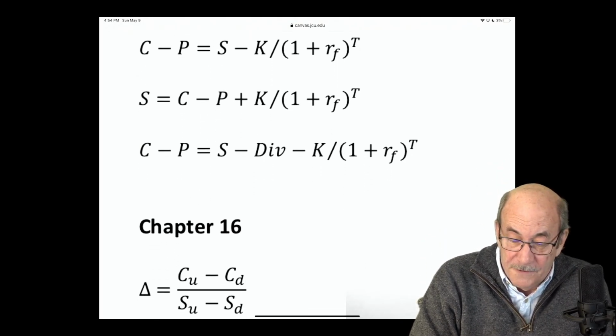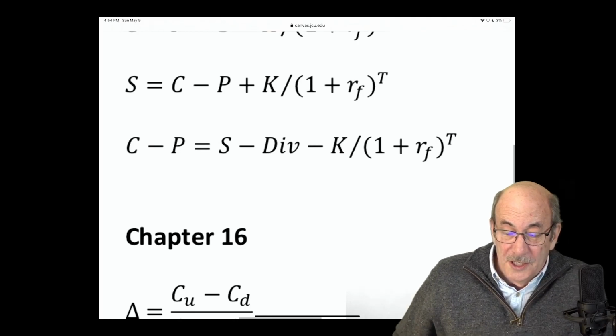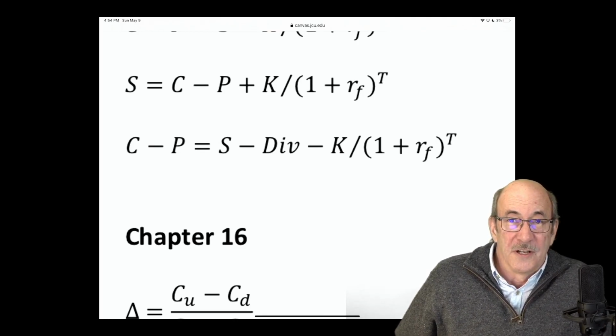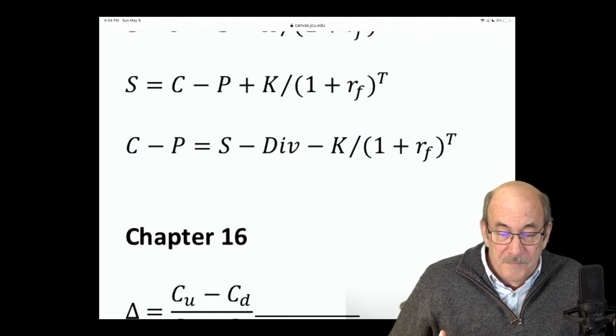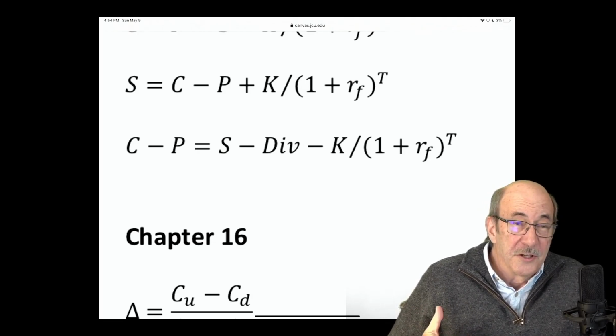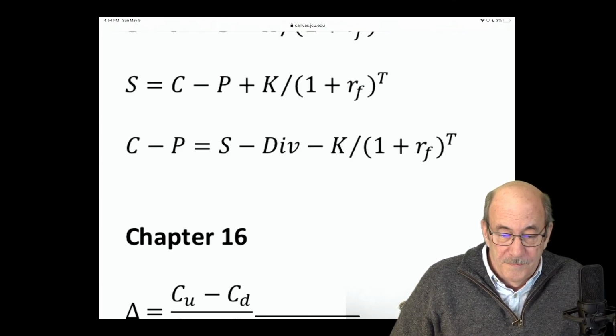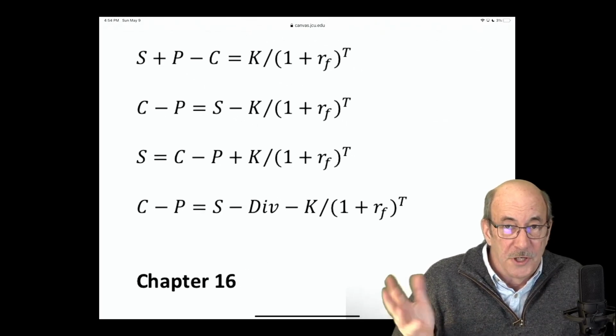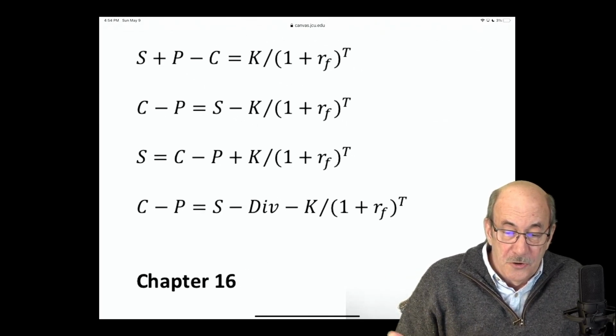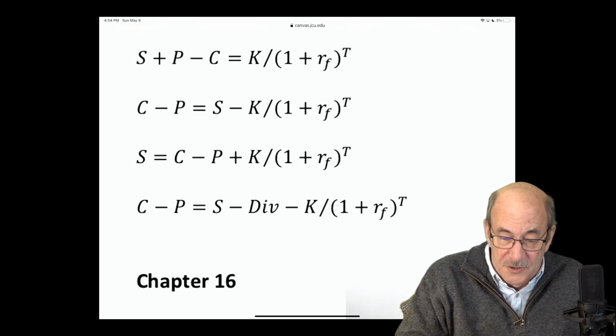The only difference here with this one is that they've included the dividend. So this is actually the Black-Scholes, this is put-call parity on a dividend-paying stock. So these three, either of those three, you can use. And you could even change this one.